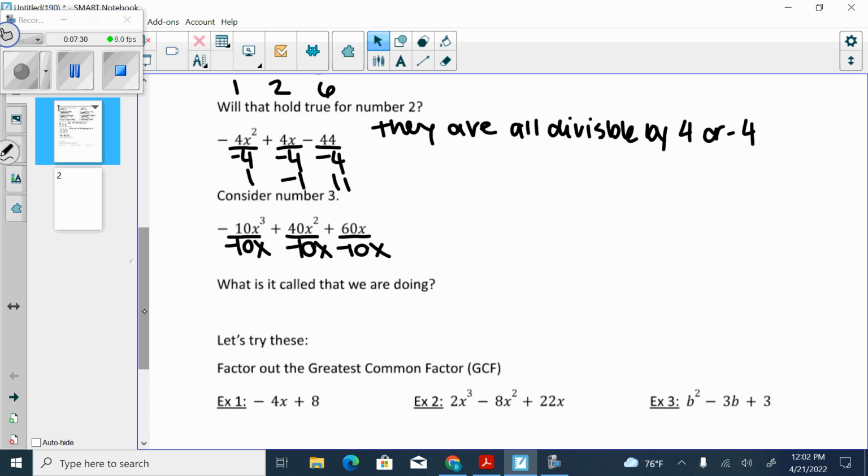So here we'd end up with 1x squared. Here we'd end up with 4x, -4x. And here we would end up with -6. All right. So here they were all divisible by -10x.